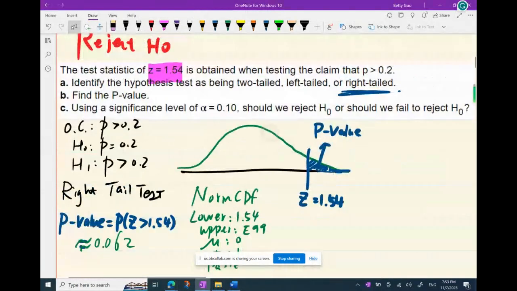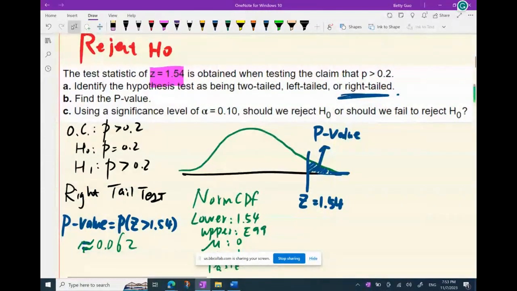So that's part B, p-value. Part C, find... Okay, so this one is about the p-value method. We don't really need a critical value. Use a significance level of 10%. That's very high. Should we reject null or fail to reject null?